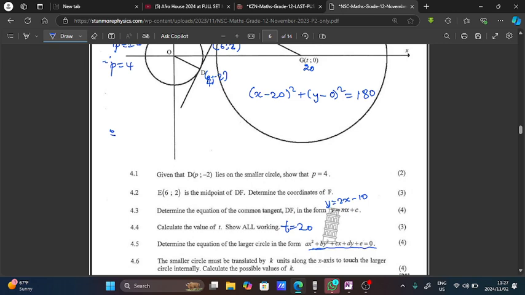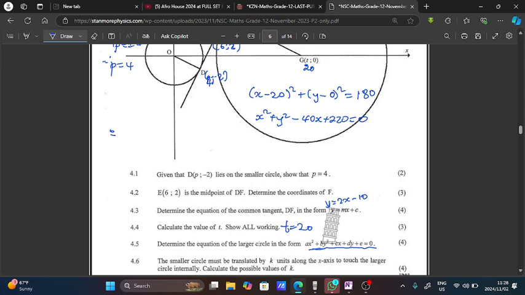What are you getting? You are getting x squared plus y squared, minus 40x, plus 2 ... 20 equals to 0. That would be the case.